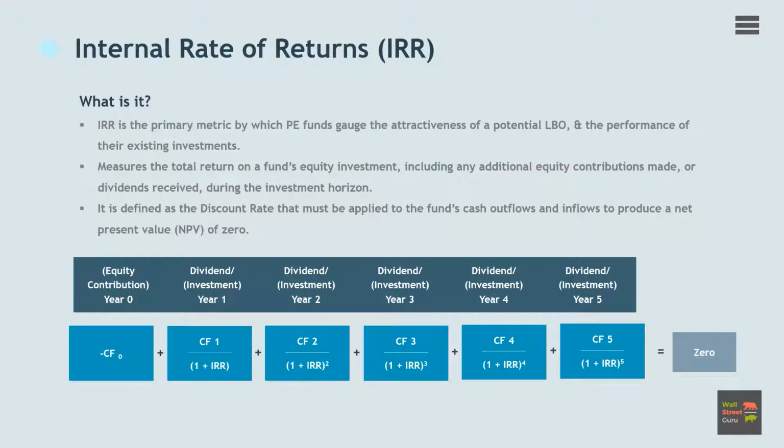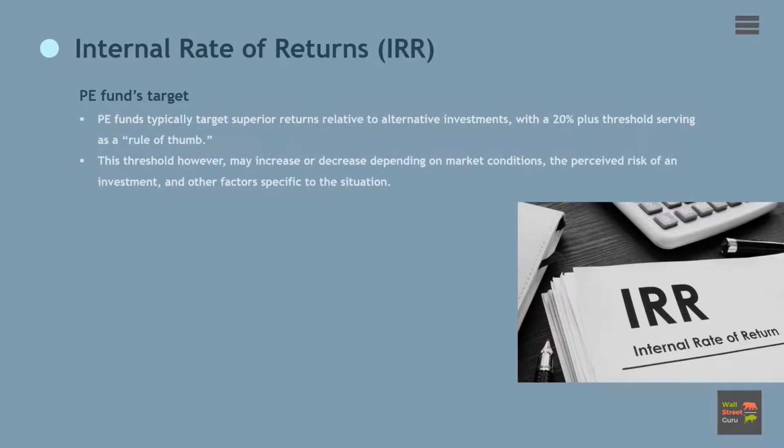While multiple factors affect a fund's ultimate decision to pursue a potential acquisition, comfort with meeting acceptable IRR thresholds is critical. PE funds typically target superior returns relative to alternative investments, with a 20% plus threshold historically serving as a widely held rule of thumb. This threshold, however, may increase or decrease depending on market conditions, the perceived risk of an investment, and other factors specific to the situation.